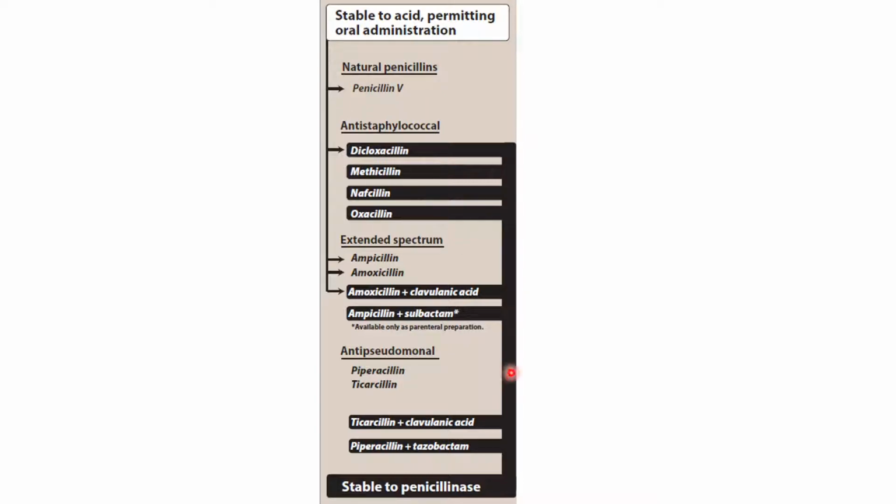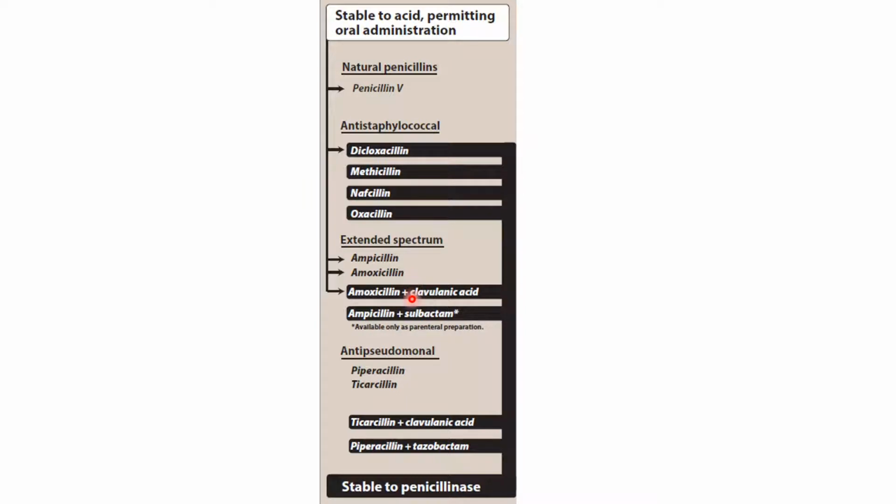And also from the right side there is a stability for the penicillinase. Penicillinase is the enzyme of the bacteria. So those bacteria that produce penicillinase, they will destroy penicillin, and also the amoxicillin and ampicillin and piperacillin and ticarcillin. So actually only antistaphylococcal penicillins have a resistance for the penicillinase, and also the combination of the amoxicillin with the clavulanic acid and ampicillin with the sulbactam.